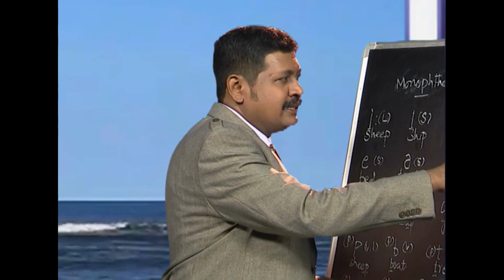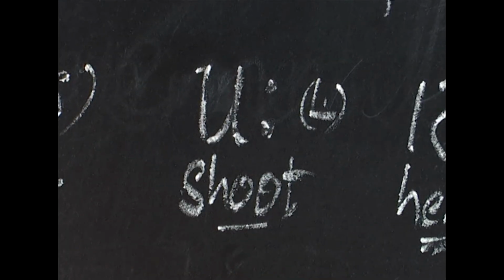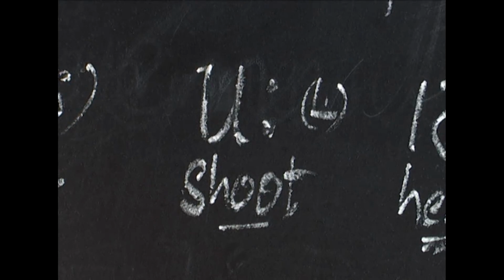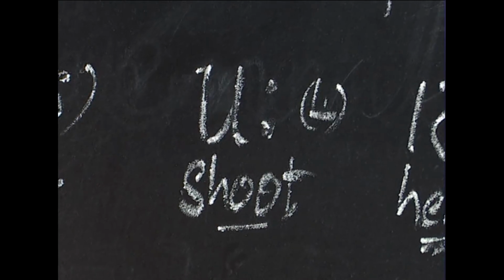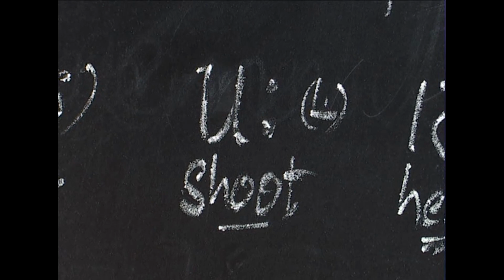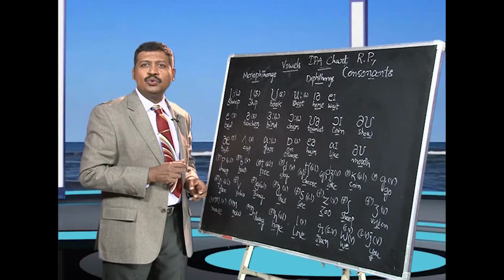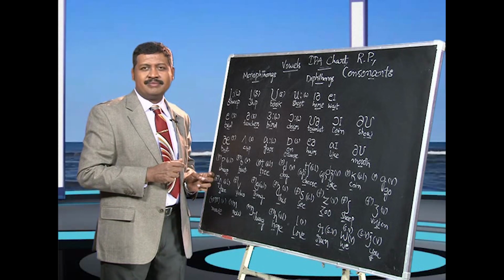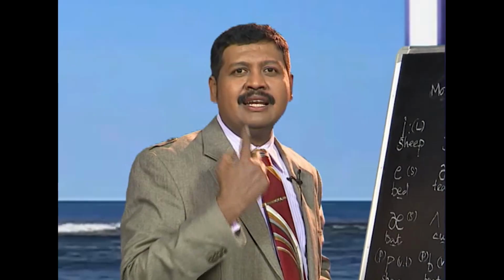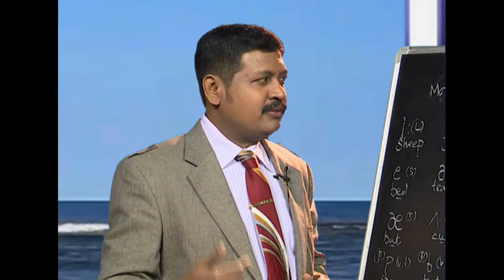The next one is /u:/. You see the lips are rounded when I pronounce this sound. Shoot, boot, loot, root. The lips are rounded when I pronounce this sound. Long vowel sound. Under monophthongs. I've told you there are 12 monophthongs, and we are studying them now, one after the other.